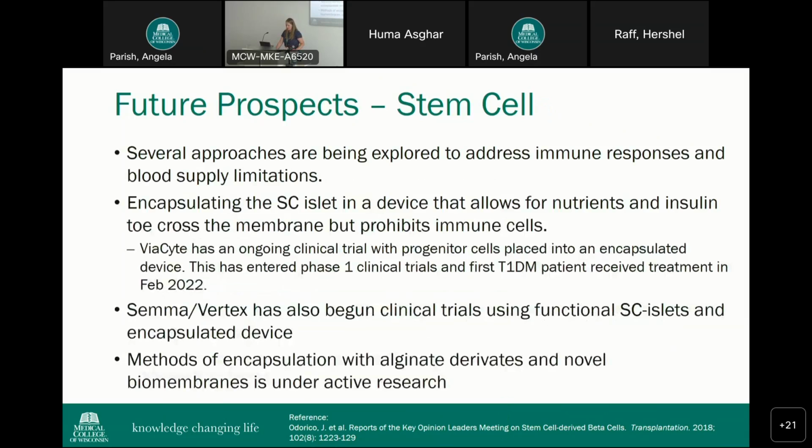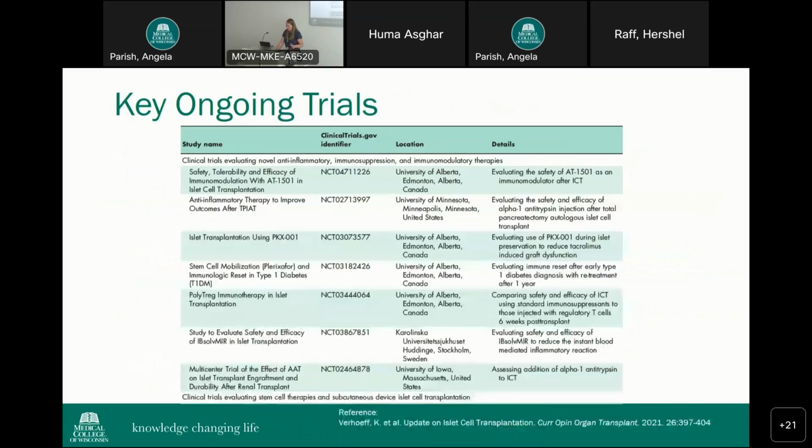And just lastly, looking at where we are going with the stem cells. There are 2 ongoing trials, one by ViaCyte and the other by Sema Vertex. Both have started recruitment in the first phases of stem cell trials in patients with type 1 diabetes. The first patient received beta cells derived from stem cells in February 2022. And lastly, these are just some of the key ongoing trials. As you can see, most of these are occurring at University of Alberta and University of Minnesota, where the birth of both pancreatic transplant and islet cell occurred.